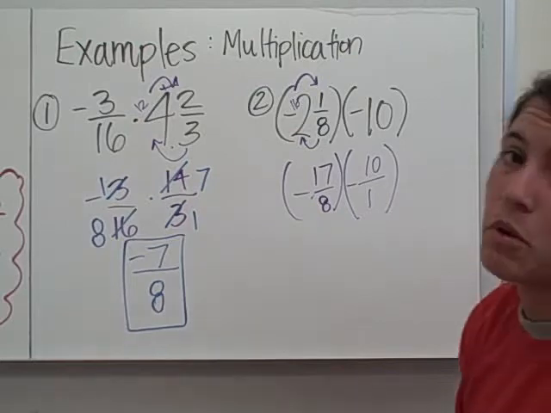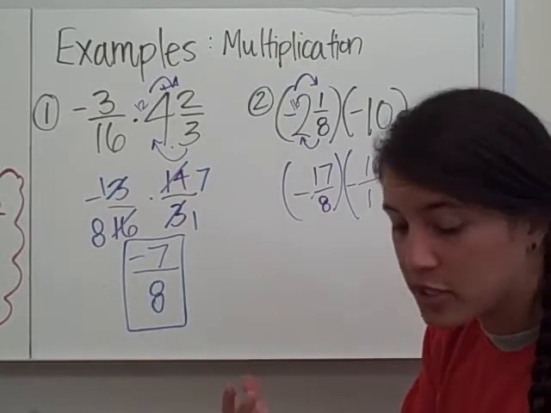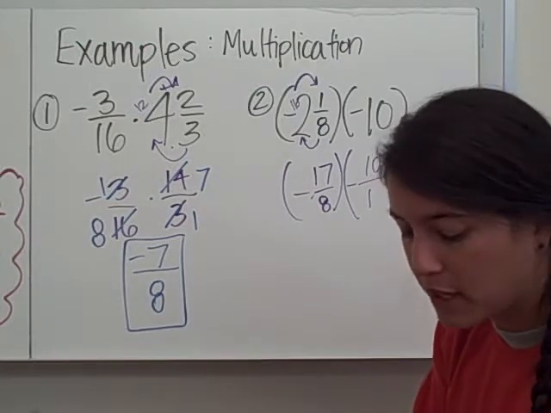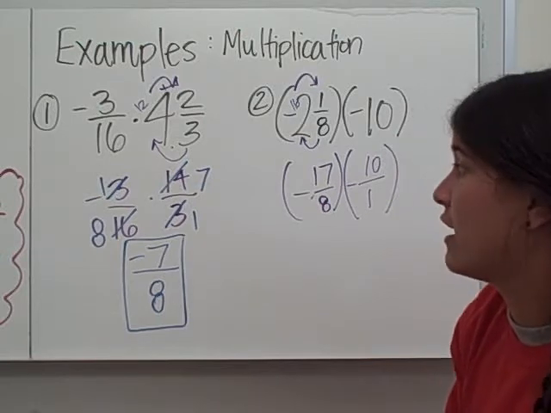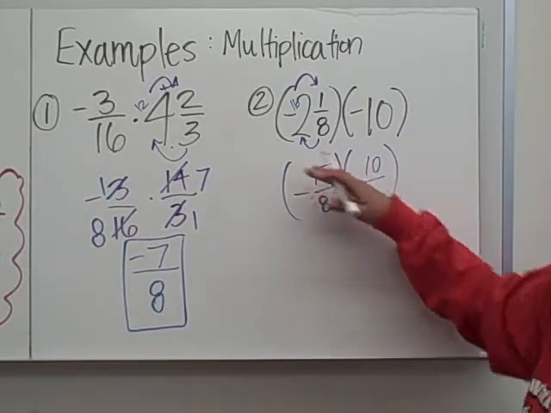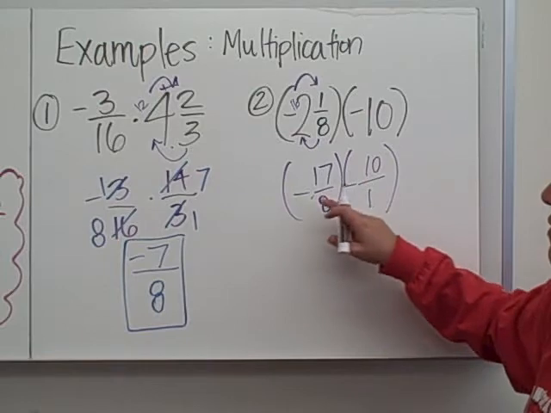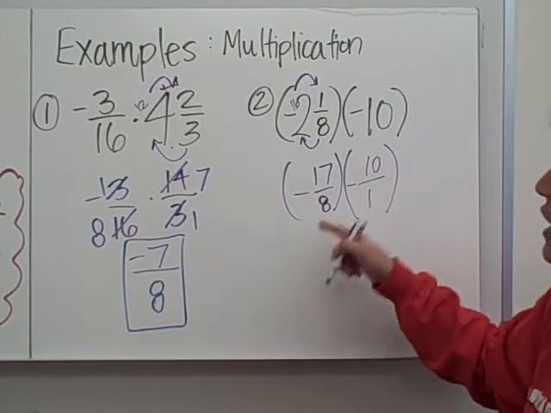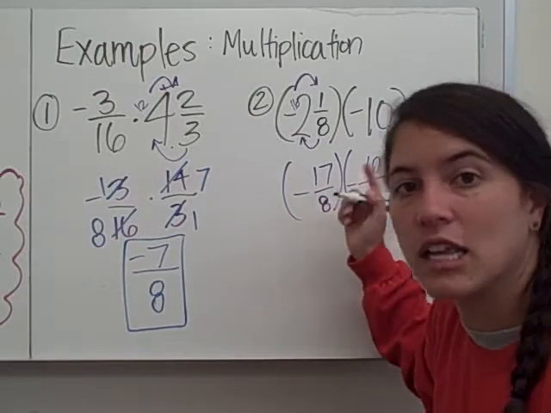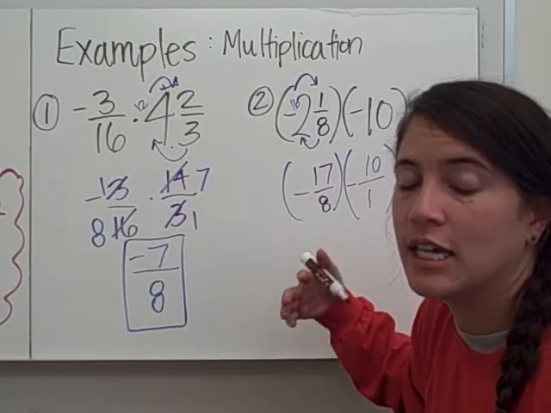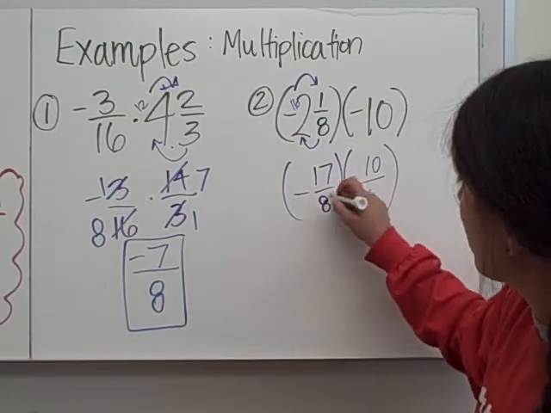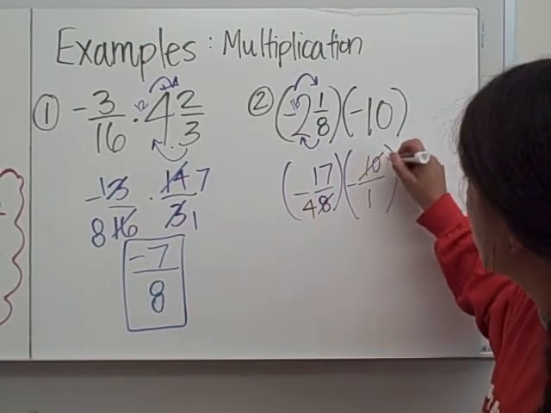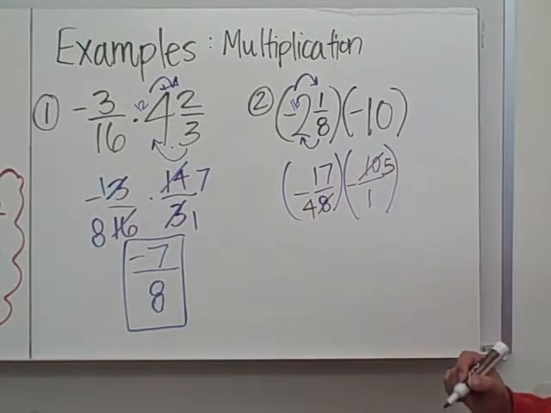This again is multiplying, so I don't have any copy, switch, flip, or keep, change, flip. So I'm going to simplify if I can. Anything between 17 and 1? No. Anything between 8 and 10? Can anything go into 8 and 10? Yes, 2. 2 will go into 8 4 times. 2 will go into 10 5.